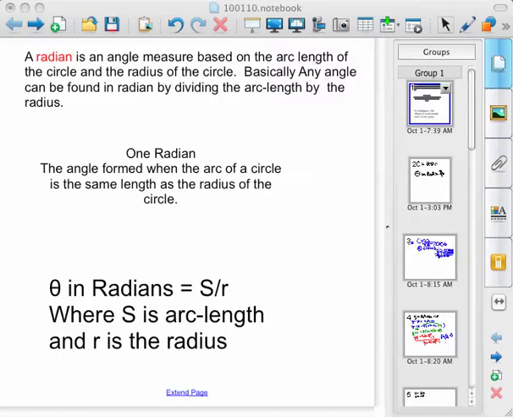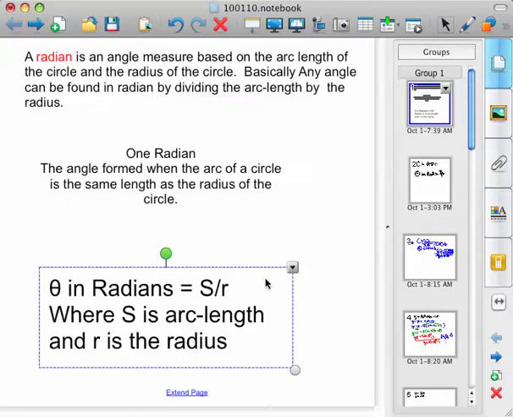All right, today I'm going to try to tell you what a radian is in 5 minutes or less. A radian is an angle measure based on the arc length of the circle and the radius of the circle. Basically, any angle can be found in radians by dividing the arc length by the radius. That gives you this equation on the bottom.